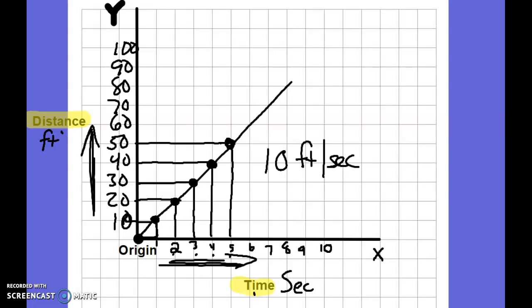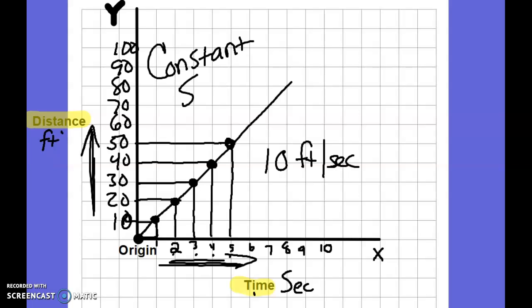And we have a very technical term for that in science. We call this constant speed.